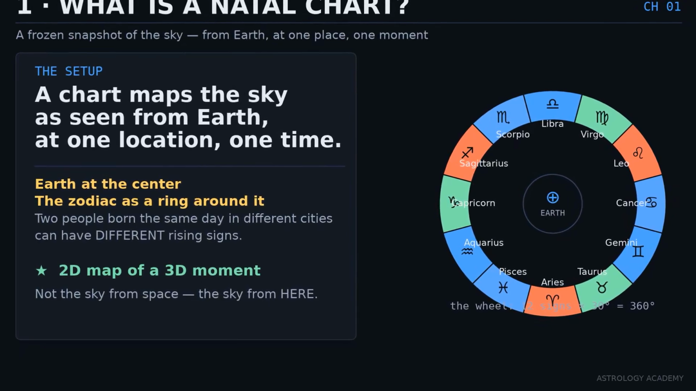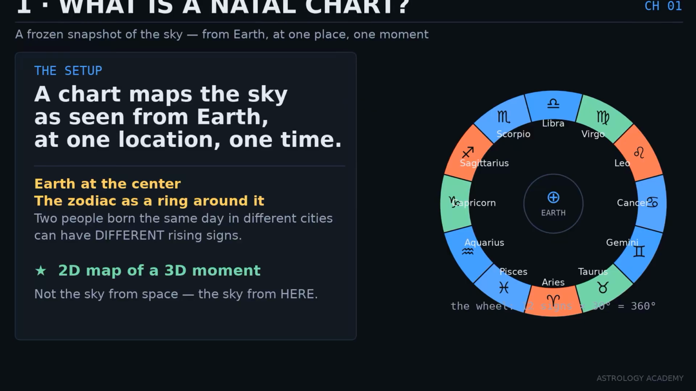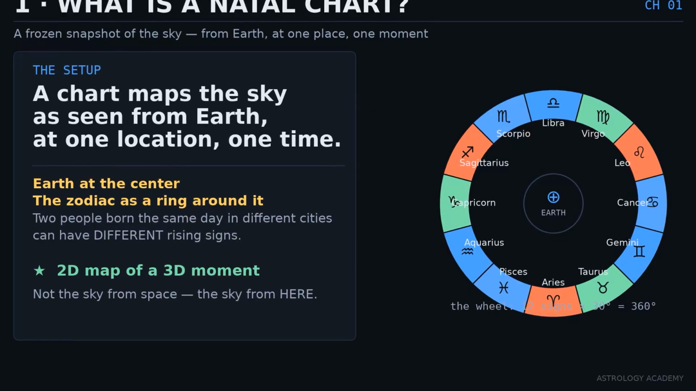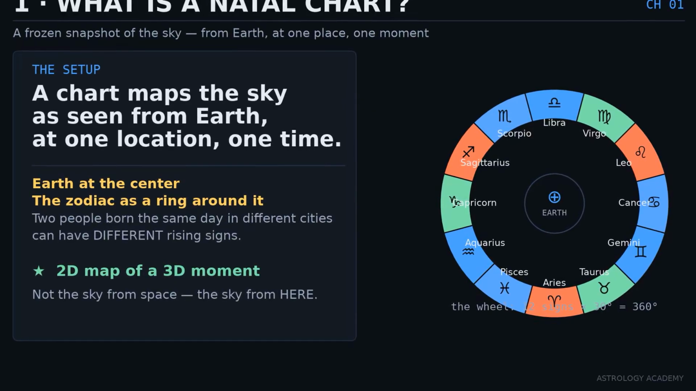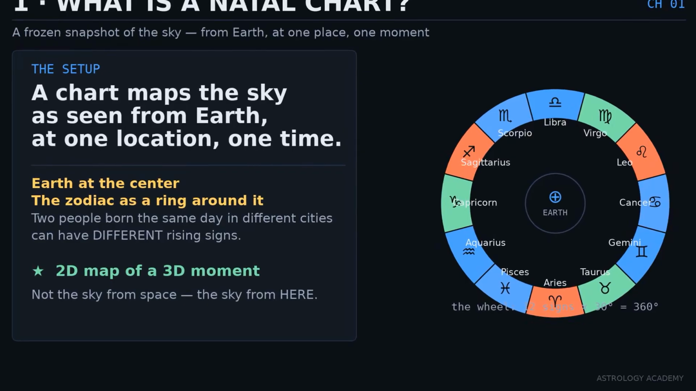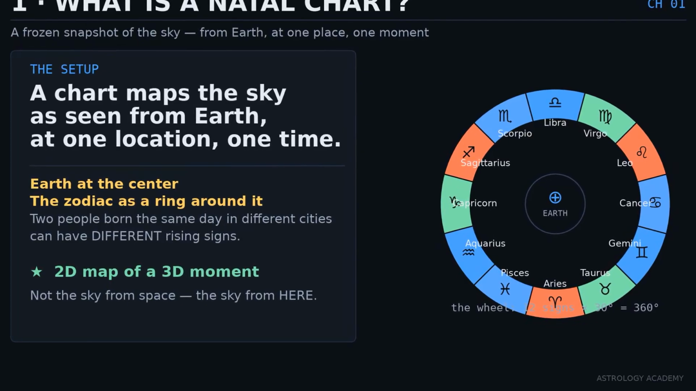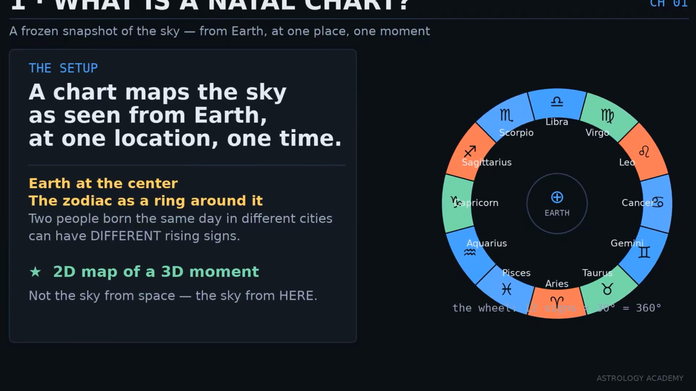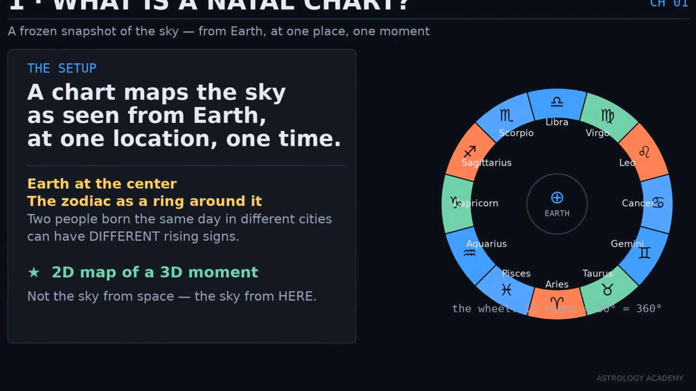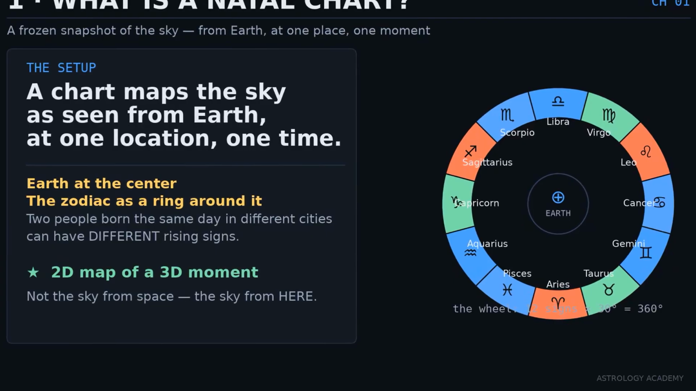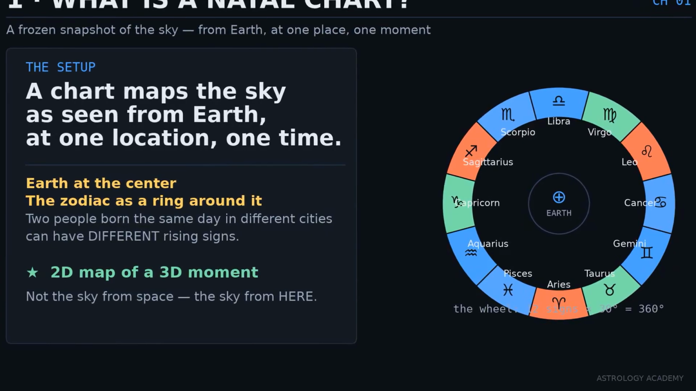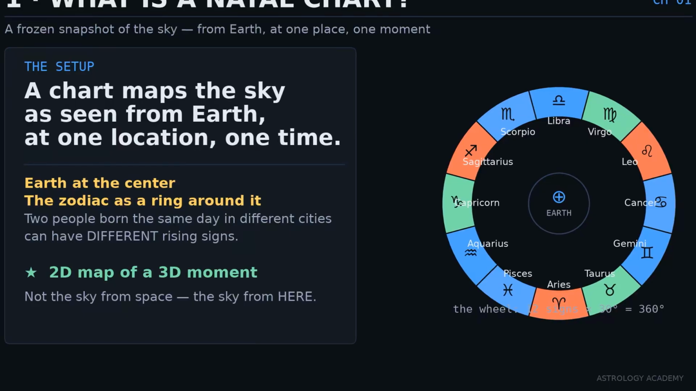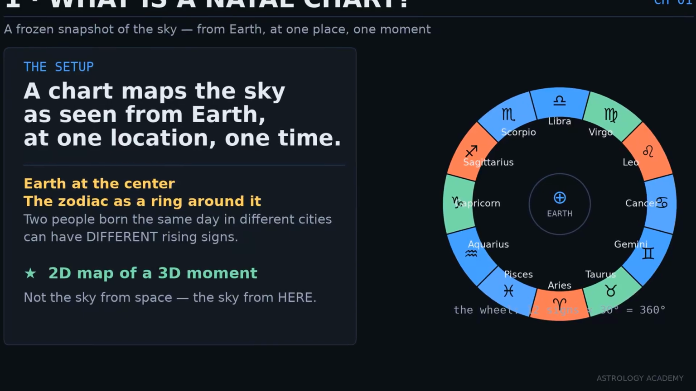But here's the key insight. A chart is not a picture of the sky as seen from space. It is a picture of the sky as seen from Earth, at one location, at one time. That is why two people born on the same day in different cities can have different rising signs. So before we read anything, we need to remember what a chart actually is. A two-dimensional map of a three-dimensional moment. Earth at the center, the zodiac as a ring around it.